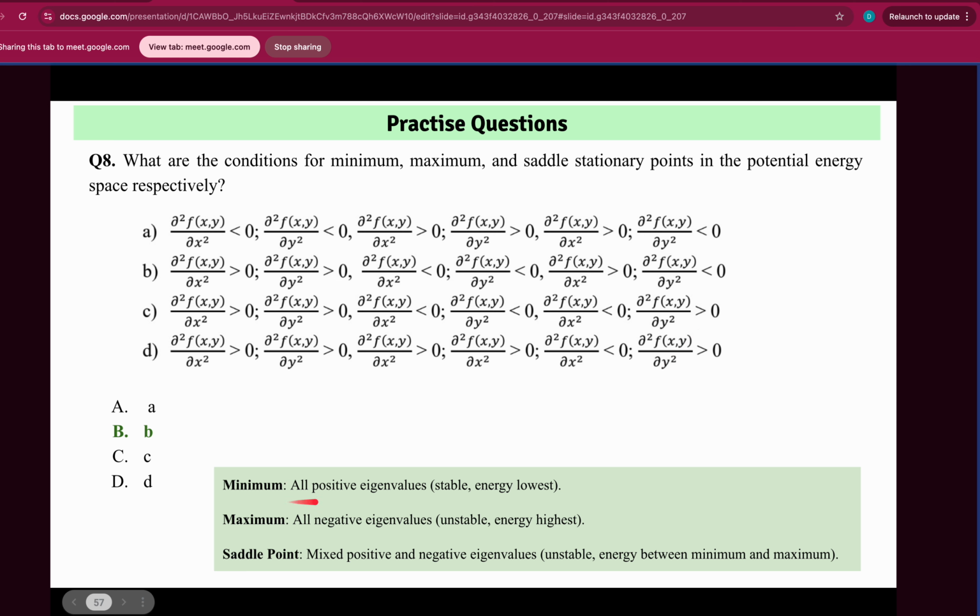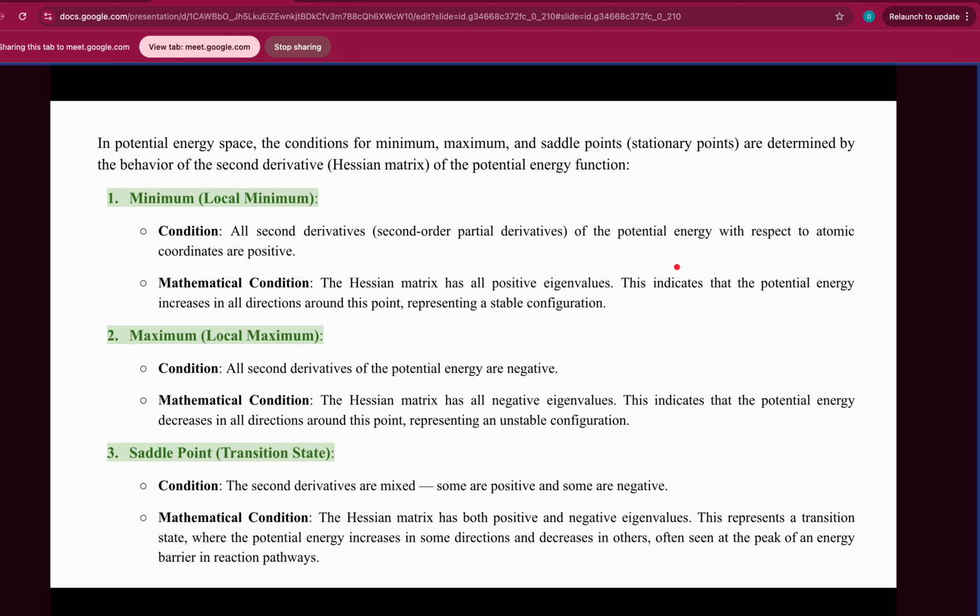Now in case of minimum, all the eigenvalues are positive, that means stable and energy is lowest. So there are positive eigenvalues, which can be seen here, so the value is greater than 0. Whereas in case of maximum, all the eigenvalues are negative, so the value is less than 0. This is calculating the eigenvalues, which means it is an unstable state and energy is highest. Whereas in a saddle point, it is a mix of positive and negative eigenvalues. So in this case, one eigenvalue is greater than 0, whereas the other is less than 0. So in this way option B was right.